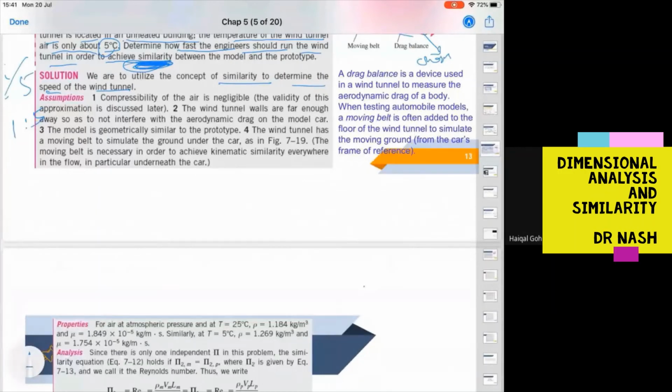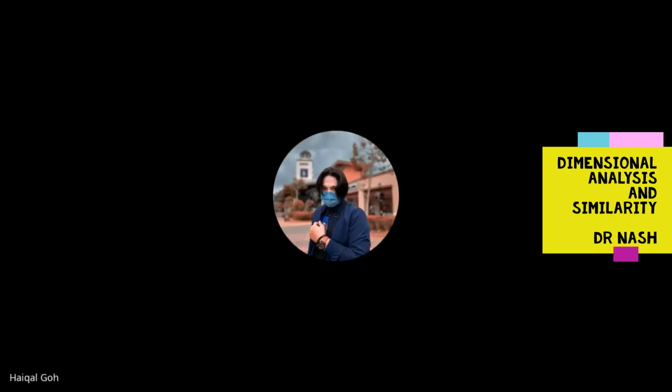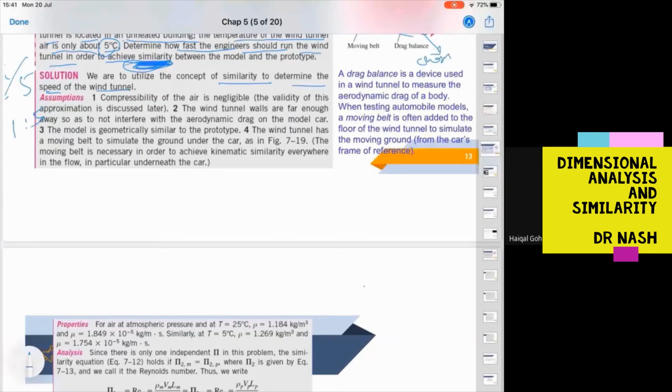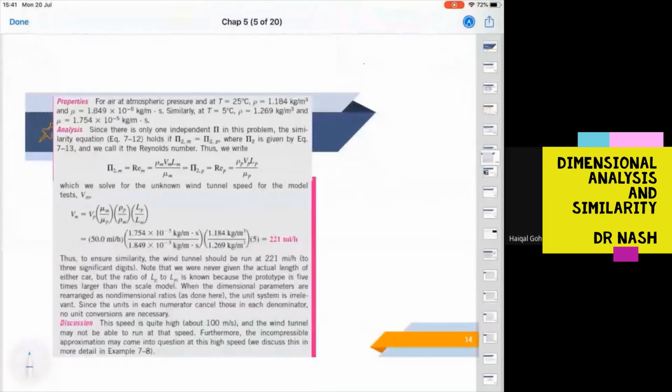The wind tunnel walls are far enough so that they will not interfere with the aerodynamic drag force. The model is geometrically similar to the prototype. The wind tunnel has a moving belt to simulate the ground under the car. Okay. So what they do, definitely you have to come up with the properties first.